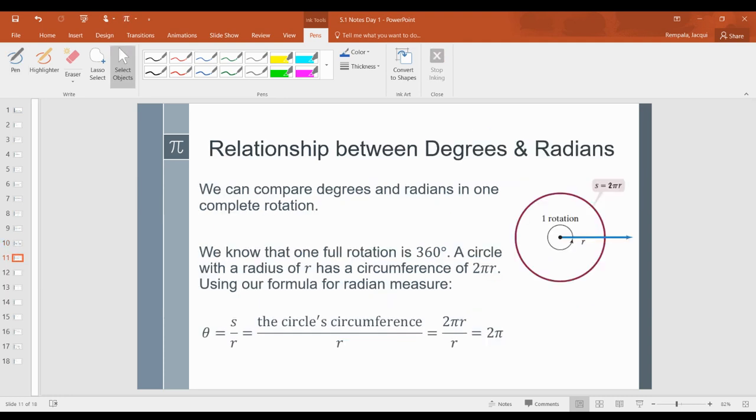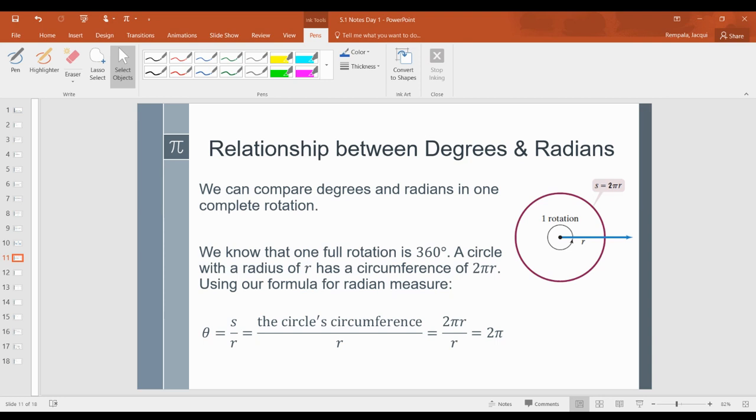All right, so now let's get into the relationship between degrees and radians. We're talking about, once again, a rotation around the different quadrants. So we are thinking about one full circle. If you remember from geometry, one circle, the full rotation, is 360 degrees. For a circle with a radius of r, we can find the circumference by taking 2 pi r.